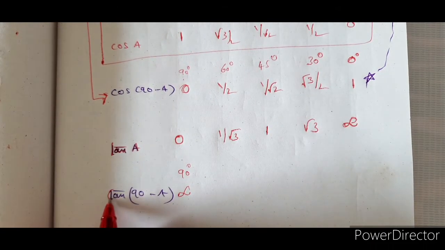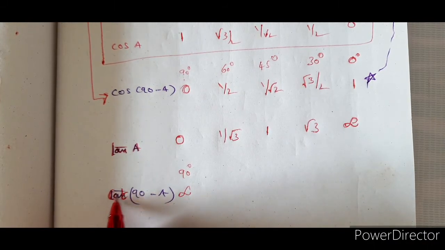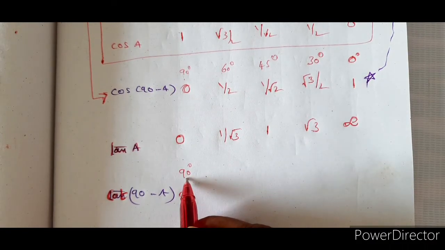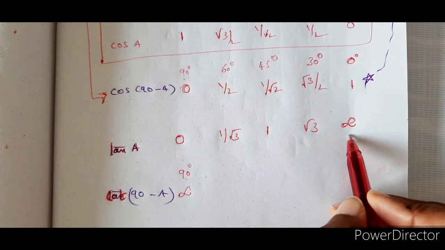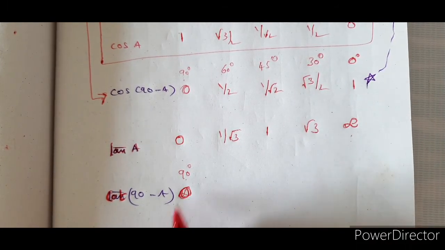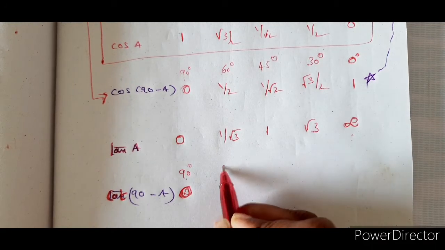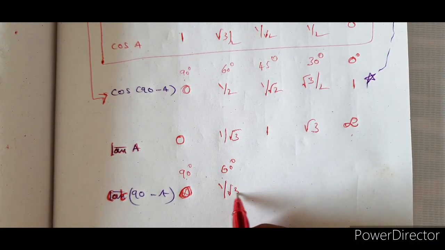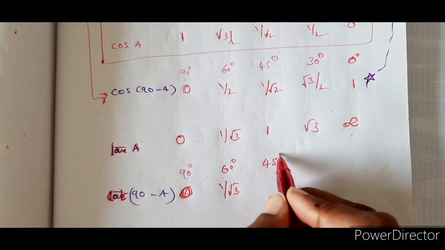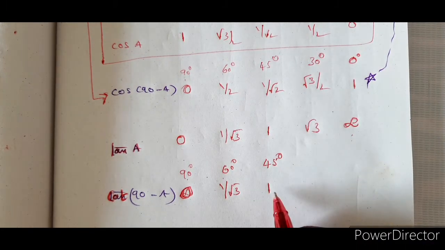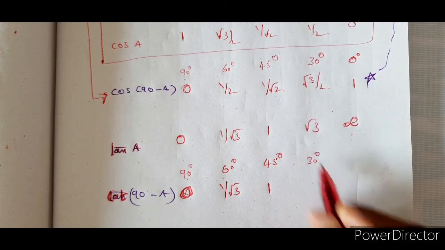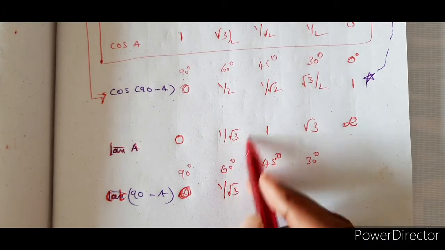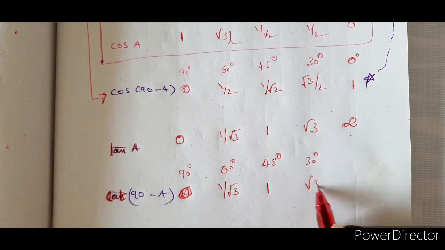Right? So what we have to verify is cot of 90 minus A. Cot 90. What is cot 90? Reciprocal of tan. 1 by infinity, that is 0. Right, cot of 90 minus 30, that is cot 60 degrees, which is 1 by root 3, reciprocal of tan. Cot of 90 minus 45 is cot 45, which is 1. Cot of 90 minus 60 is cot 30 degrees, which is 1 by tan 30. What is tan 30? 1 by root 3. So 1 by 1 by root 3 is root 3.